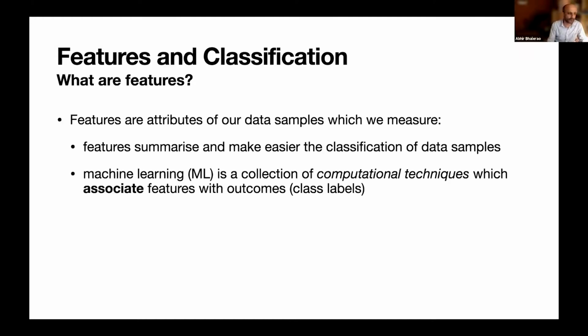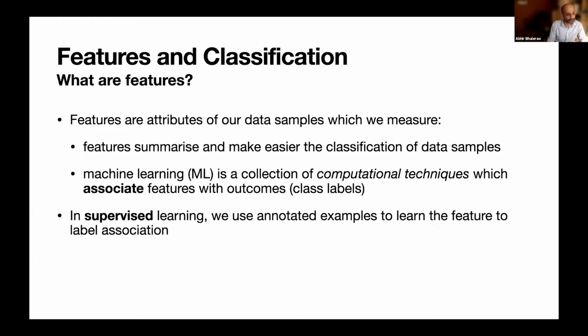Before we can actually do any machine learning, we have to extract features. So what do we mean by features? Well, features are something about the data samples which we can measure. In this case, of course, our data samples are images. And in some way, they summarize information within an image that allows us to classify the sample. We can think of machine learning in general as a collection of computational techniques which associate features that we extract from the images with outcomes, what we call class labels.